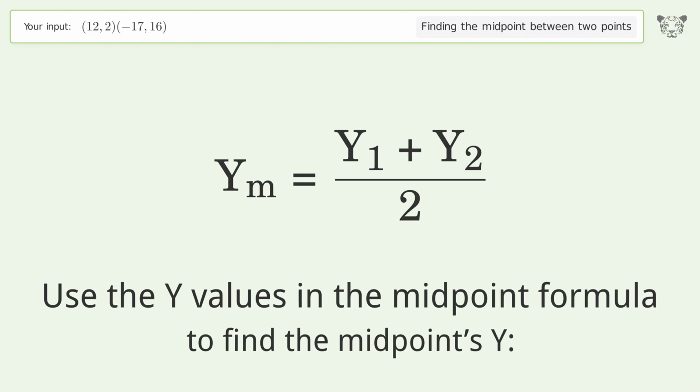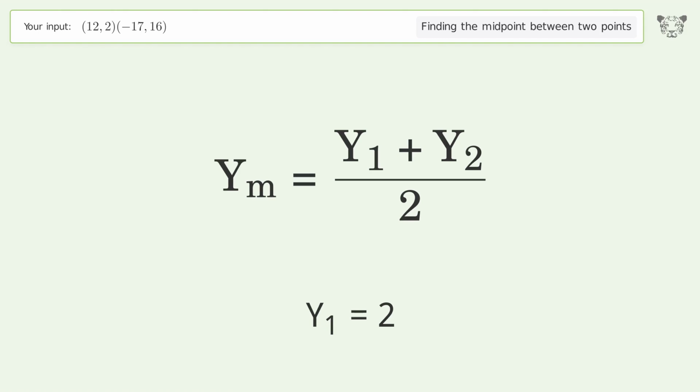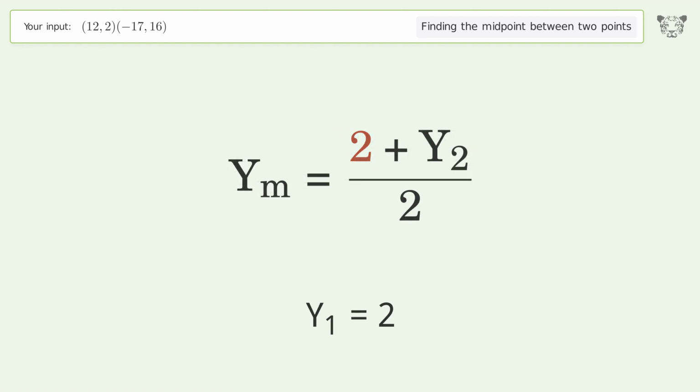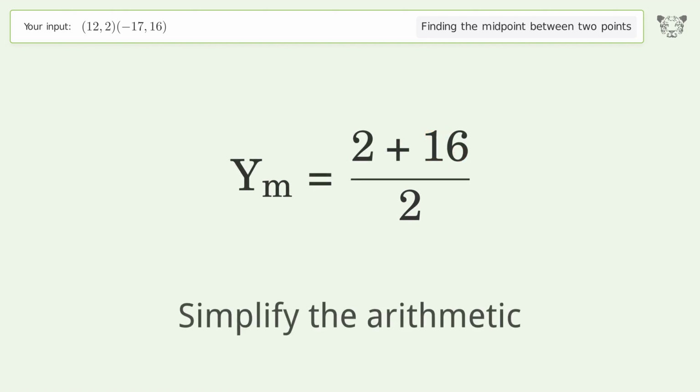Use the y values in the midpoint formula to find the midpoint's y. y1 equals 2. y2 equals 16. Simplify the arithmetic.